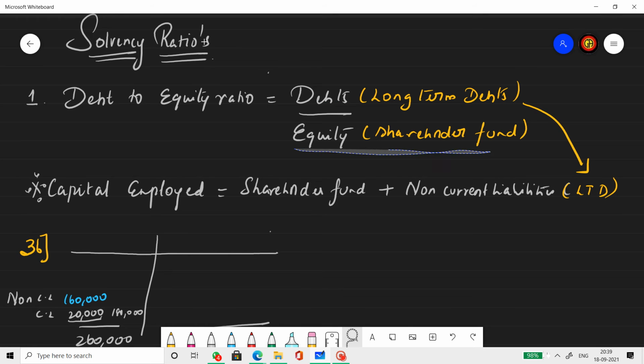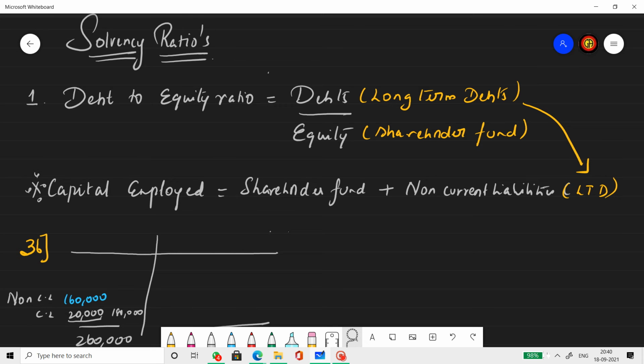And equity means shareholders fund. Shareholders fund is share capital plus reserves and surplus. Share capital includes equity and preference here. So debt is long-term debts. Long-term debts are long-term borrowings, otherwise called non-current liabilities. Equity is nothing but shareholders fund.